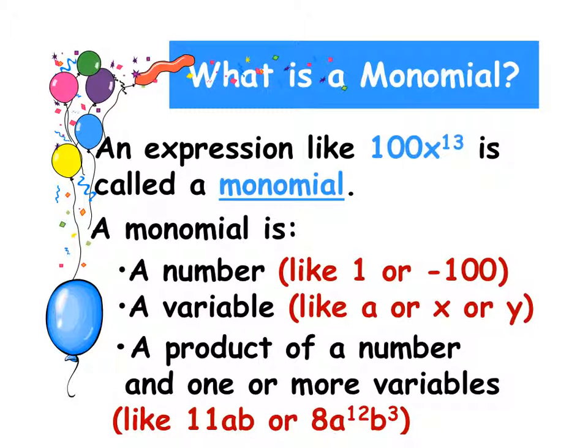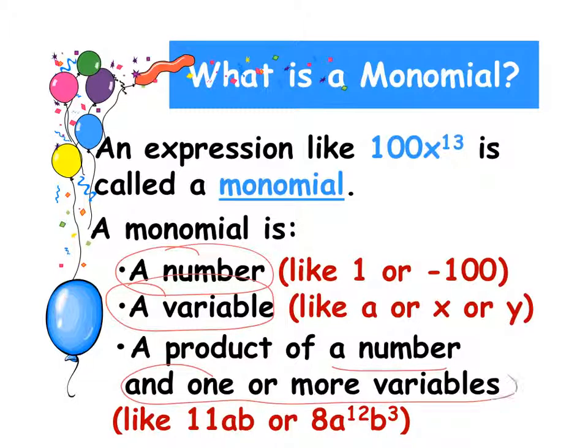Like we've discussed before, a monomial is a number, like 1 or negative 100. It can be a variable, like a or x or y, or it can be the product of a number and one or more variables, like 11ab or 8a to the 12th b cubed.